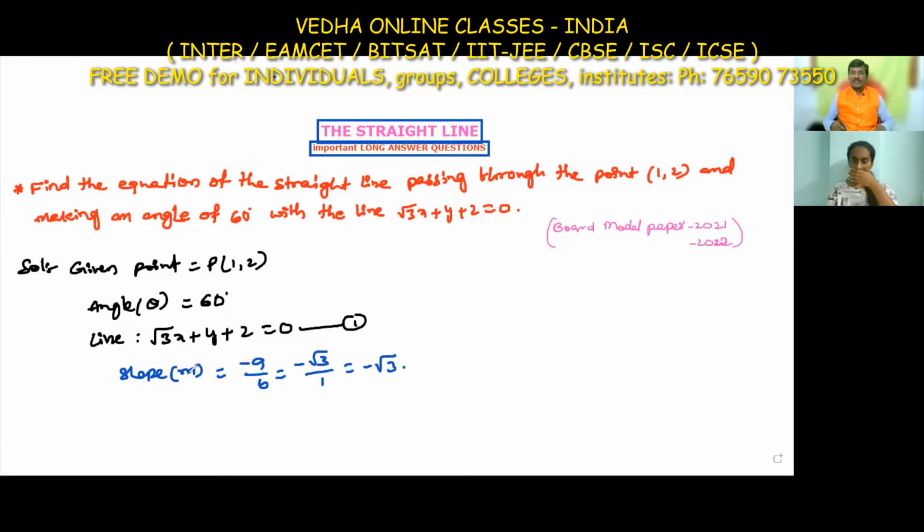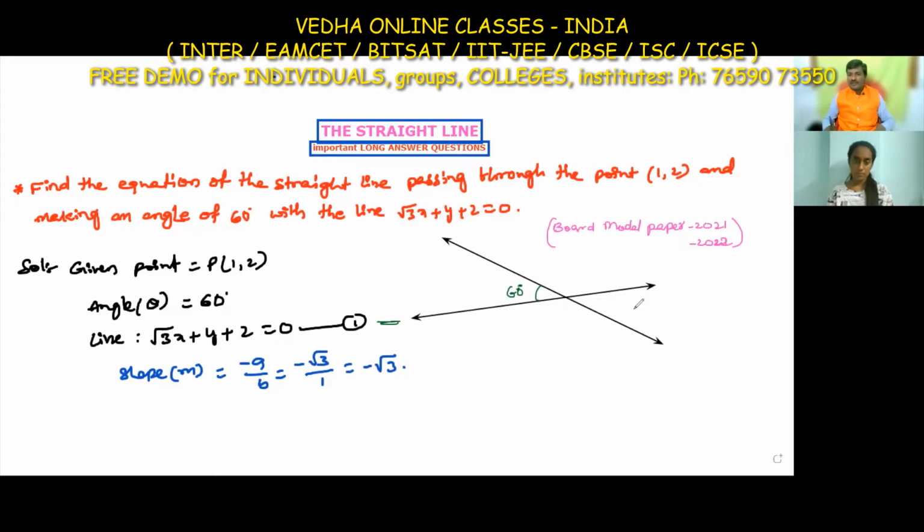If you want, I'll give you a rough diagram here. We have one line, and one more line, like this, another line. Between these two lines, we have an angle of 60 degrees. And this is equation 1.